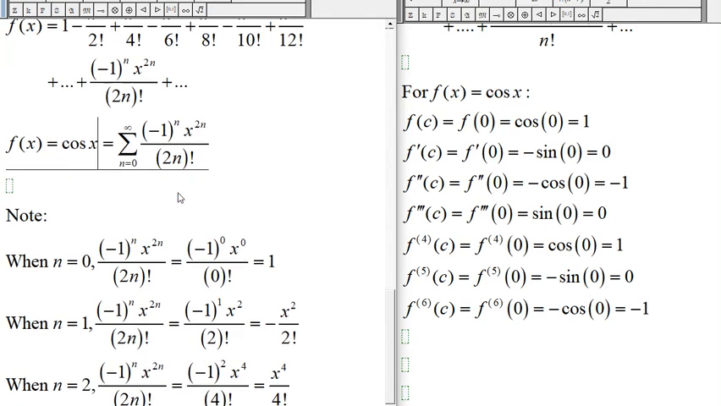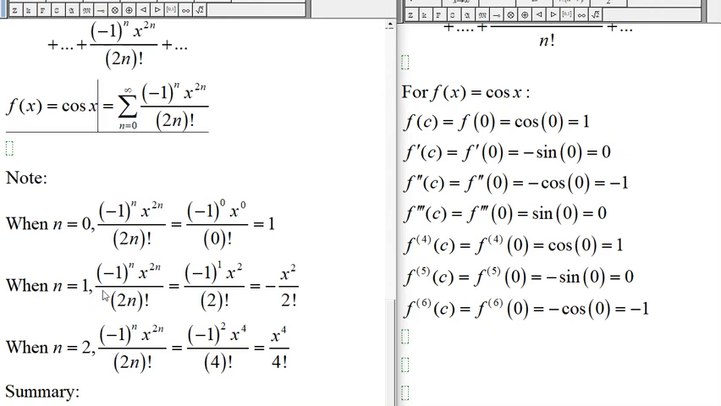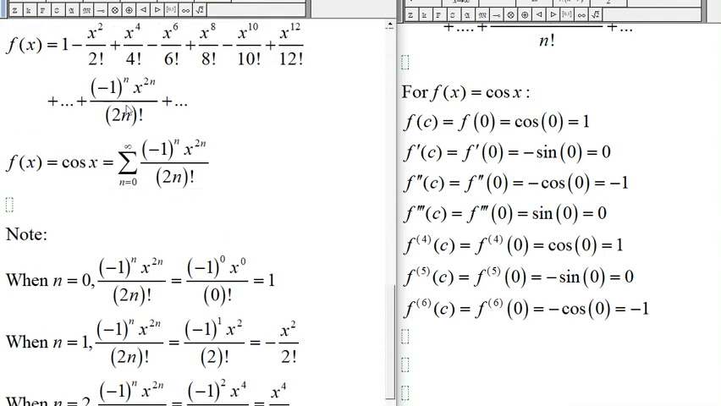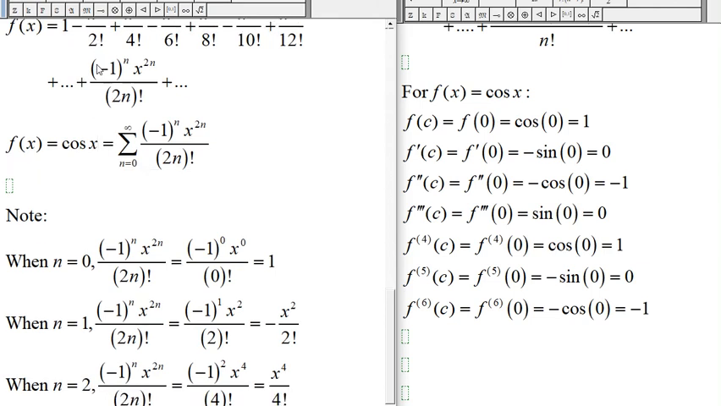The next term, when n is 1, we get a 1 here, we get 2 here, and we get 2 here. So it'll be negative 1 to the first times x to the second, divided by 2 factorial. So this will be negative x squared divided by 2 factorial. And so we have negative x squared divided by 2 factorial.